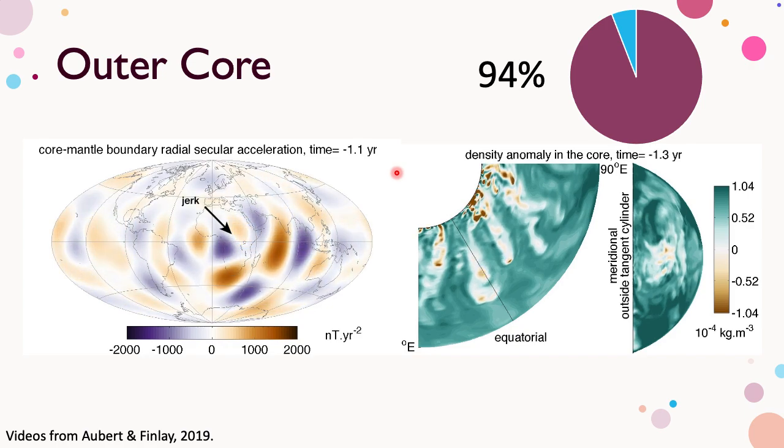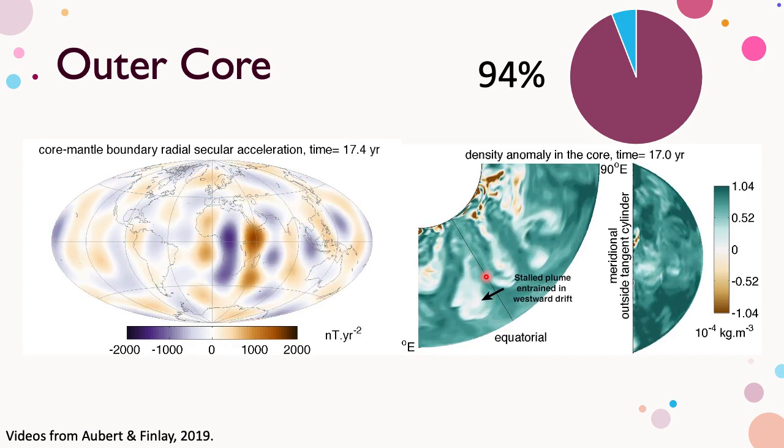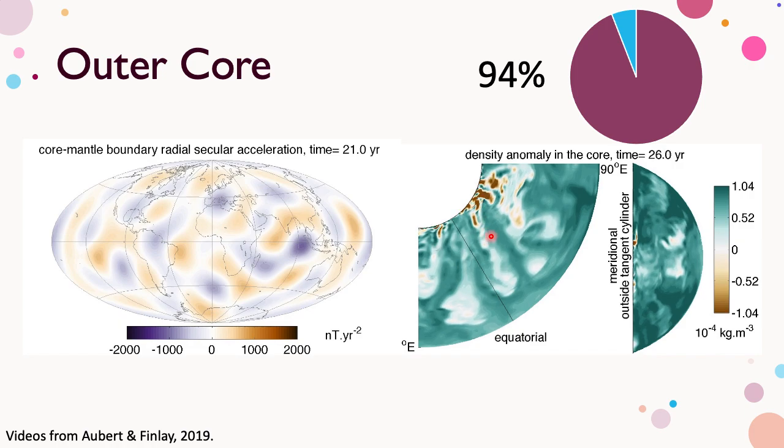So what you're seeing here, it says jerk. This is basically the change in acceleration. So the acceleration is greater, as shown here. So basically, what it's indicating is the magnetic field is changing because of density of stuff moving in the core. So this is how the magnetic field is being generated in the core.